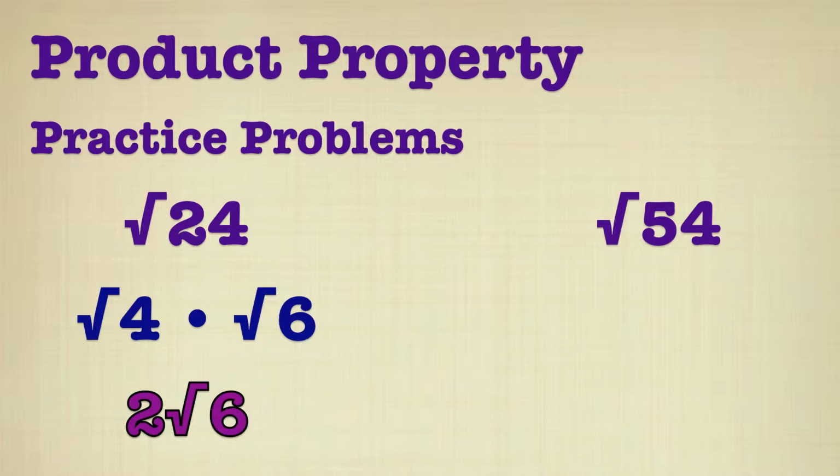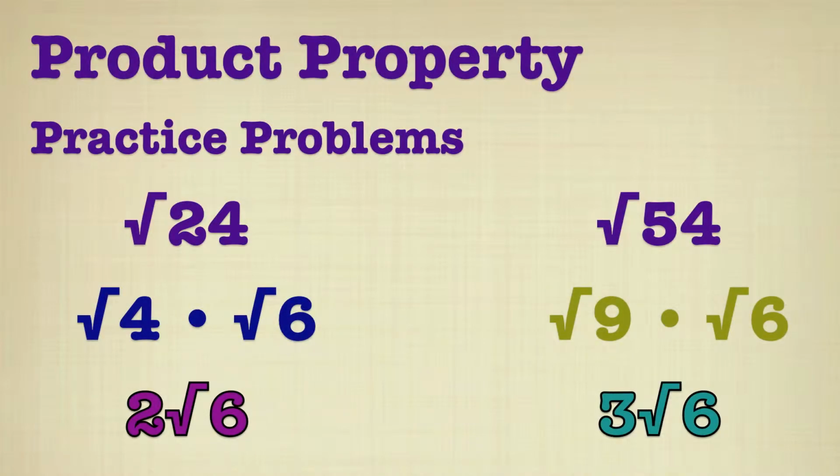Then we have the square root of 54. It can also be broken down a couple of ways. Let's try radical 9 and radical 6. Radical 9 is equal to 3, so the answer is 3 times the square root of 6.